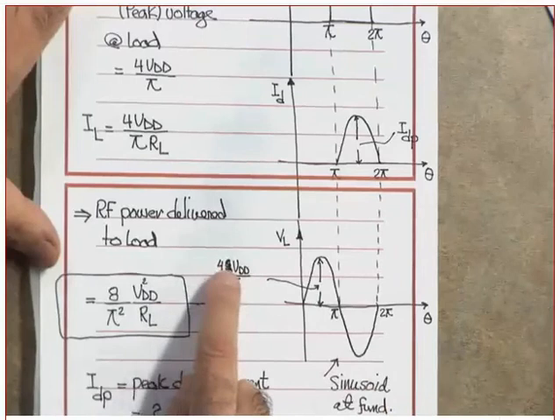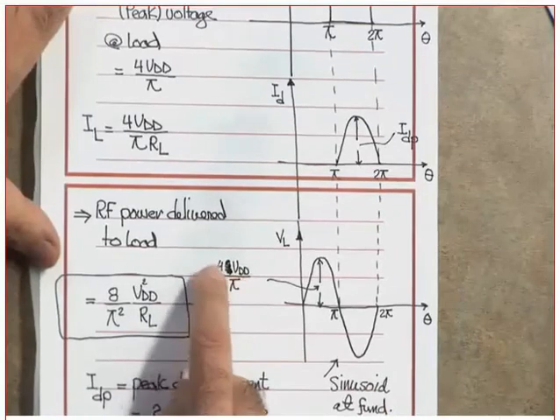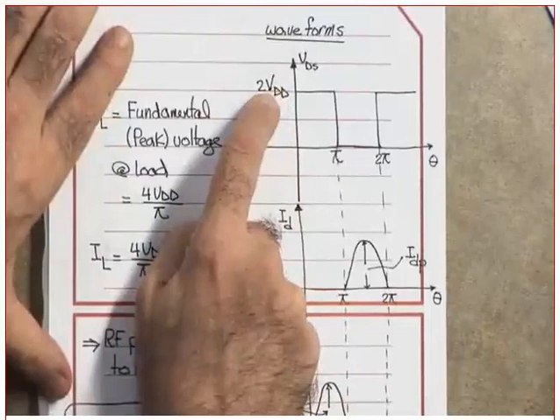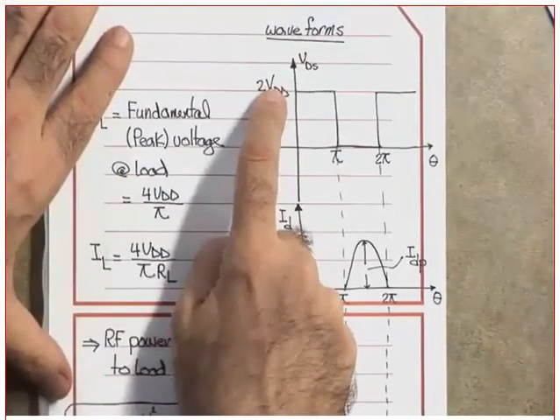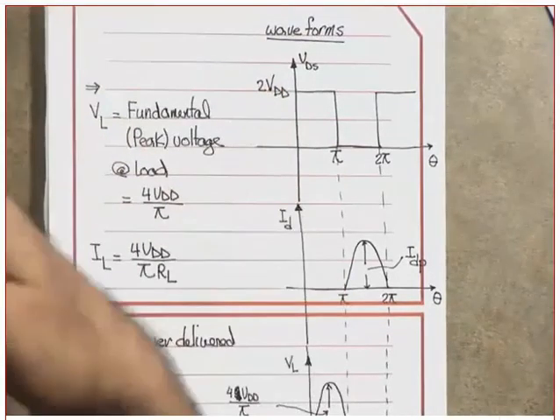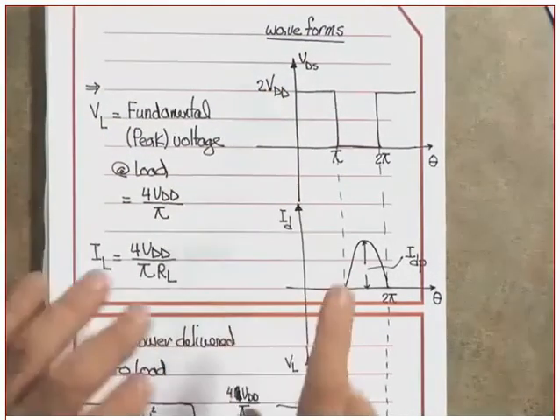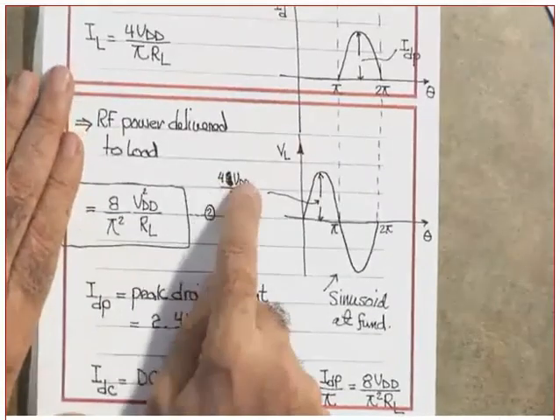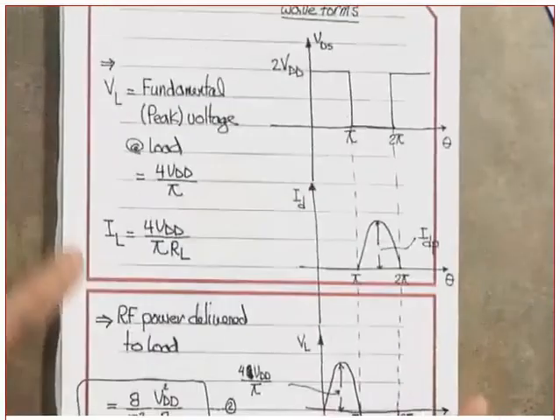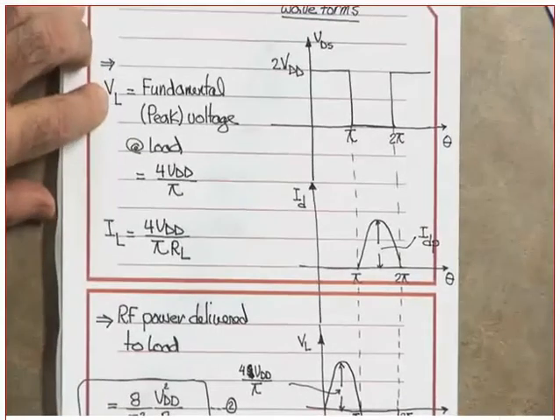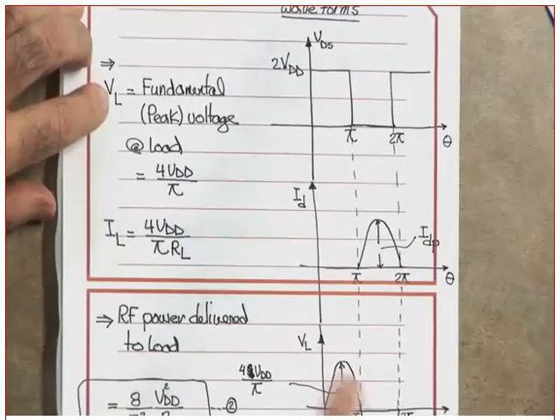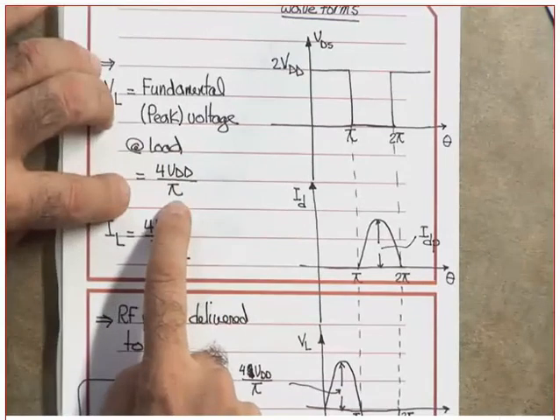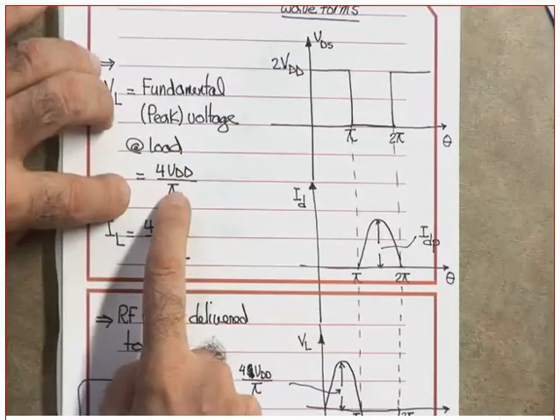Where did this come from? 4 VDD over pi. Why is it 4? This one was VDD. If it was VDD, what did we find? Now it is 2 VDD. So it's 4 VDD over pi. Now let's look at the fundamental first. What is the fundamental load? Why did I say it's VDD or 4 VDD over pi? Where did this come from?